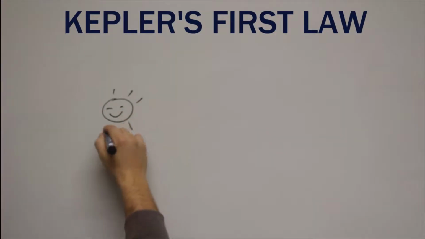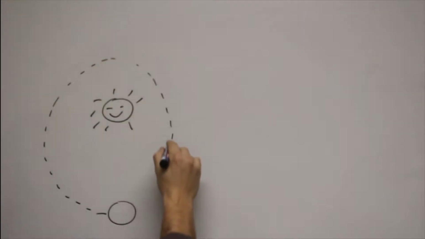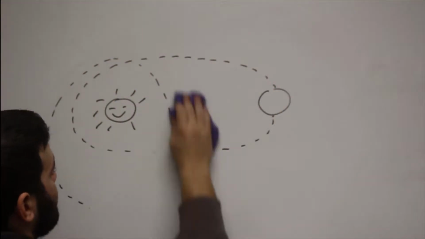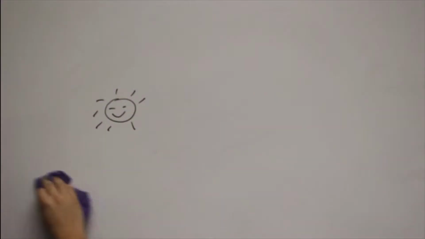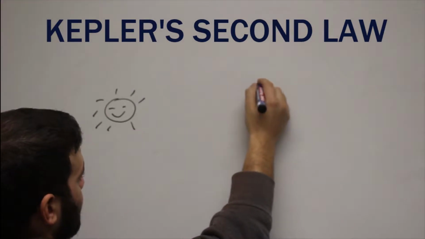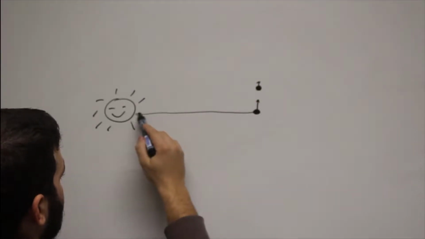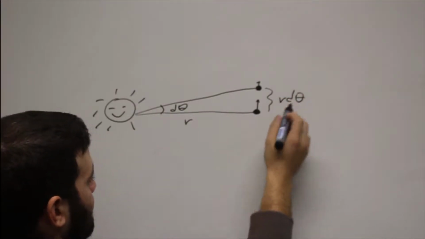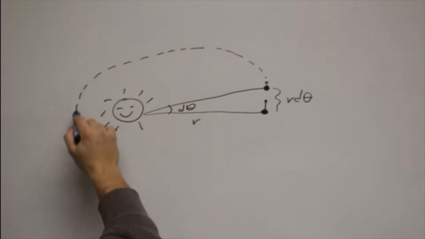The first law states that all planets in our solar system move in elliptical orbits with the Sun at the focus. The second law states that the radius vector of an elliptical orbit sweeps out equal areas in equal times. This means that the line connecting the Sun and a planet sweeps out area A at a constant rate. In other words, angular momentum is conserved.